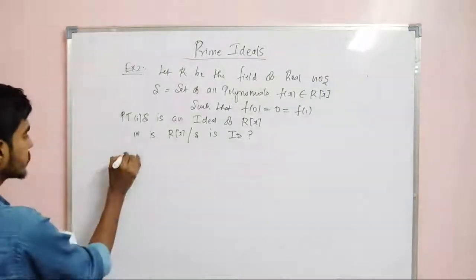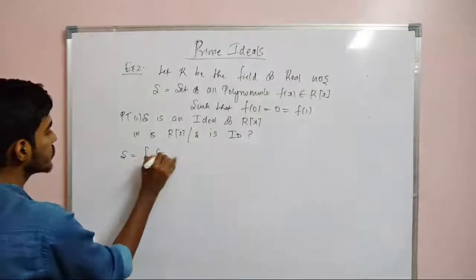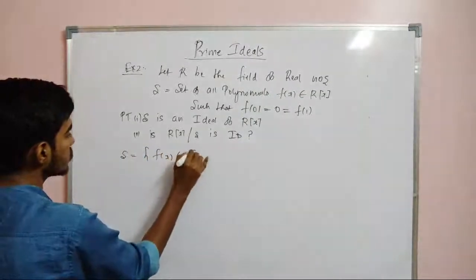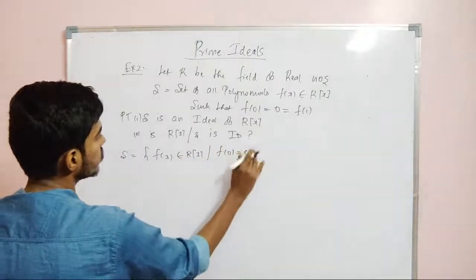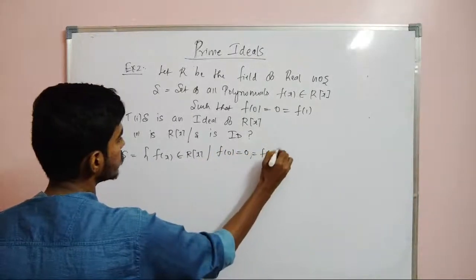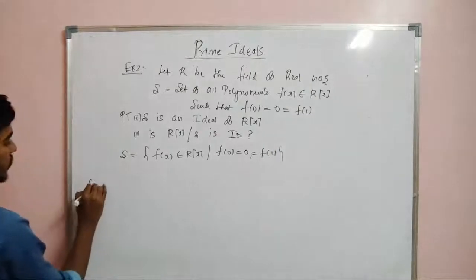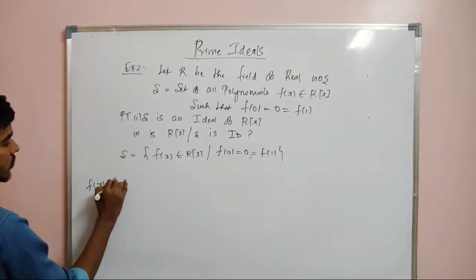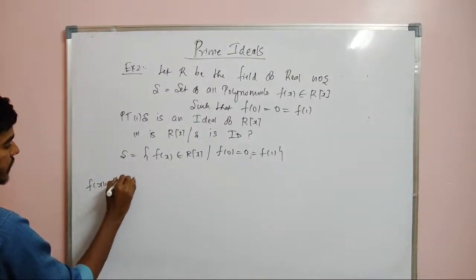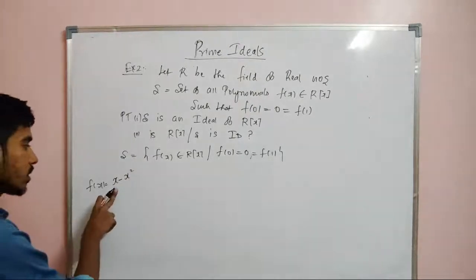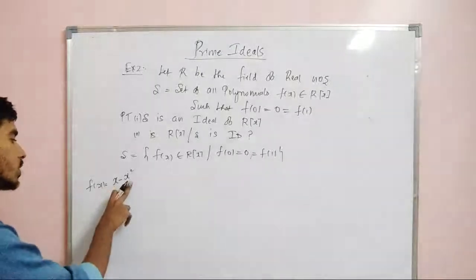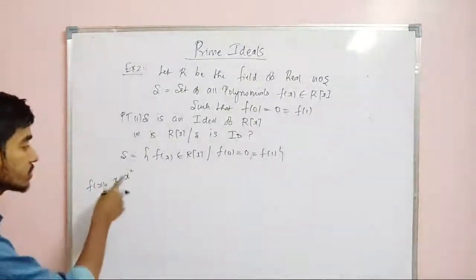So what is S? S consists of all those functions in R of x such that f of 0 is equal to 0 and f of 1 is also equal to 0. For example, f of x is equal to x minus x square. This will be in this set, because f of 0 is 0, and f of 1 is also 0, because 1 minus 1 is 0.